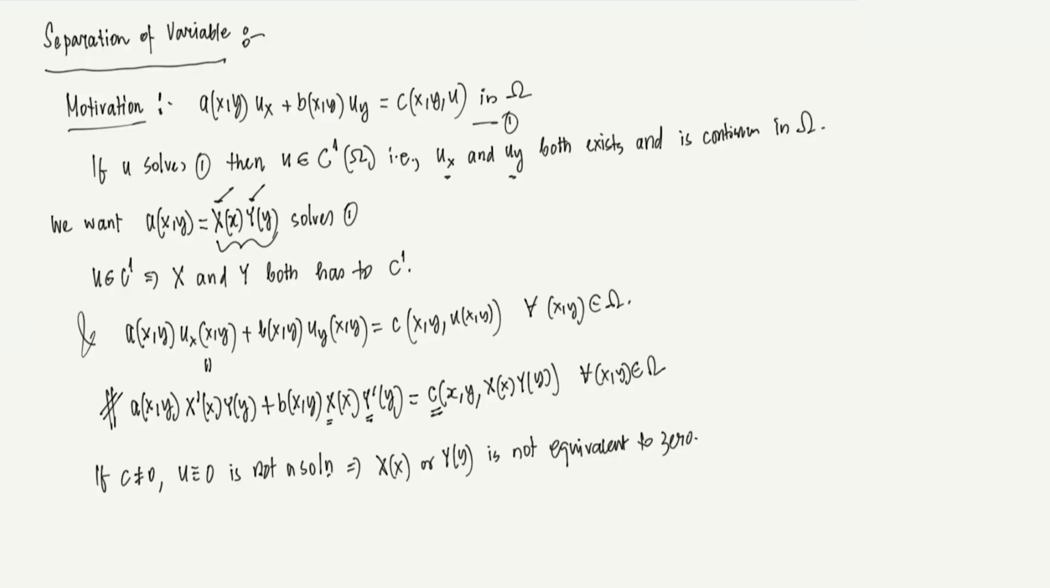So basically, we'll assume both X and Y are C1 and non-zero. I hope you got the idea. Non-zero means it may be 0 at some points, but not 0 everywhere. What I mean is, not 0 for all points in the respective domains. We don't know what domains they are, but whatever domains they are, they should not be 0 everywhere.